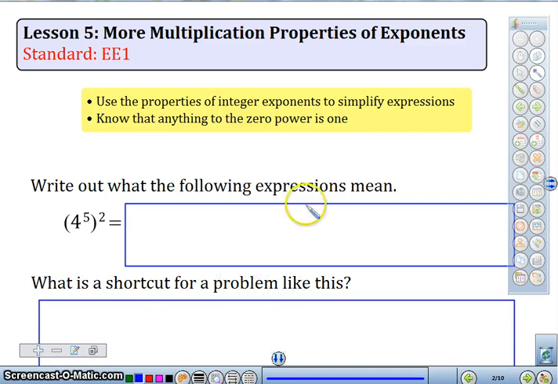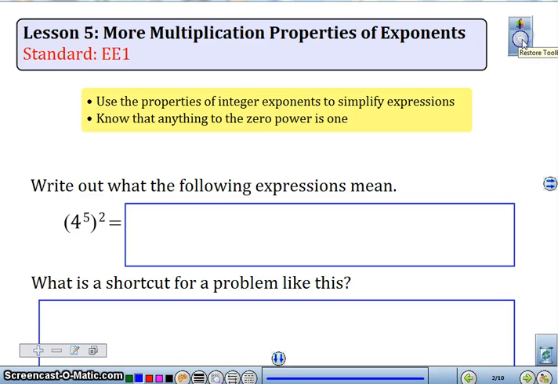Alright, so now we are looking at lesson C5, more multiplication property with exponents. Use properties with integers and exponents to simplify, and we need to know that anything to the zero power is still equal to 1. So we're going to be doing some more problems and examples.